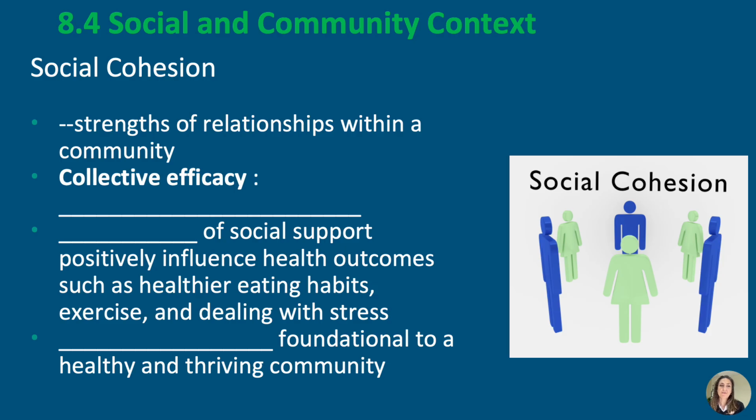Social cohesion, when we talk about this, this is defined as the strength of a relationship within a community. So this collective efficacy is another aspect of social cohesion. It's based on trust in a community's ability to create change and influence behavior through social norms. So higher levels of social support positively influence health outcomes, such as healthier eating habits, exercise, and dealing with stress. And when you look at social networks, these are really foundational to a healthy and thriving community.